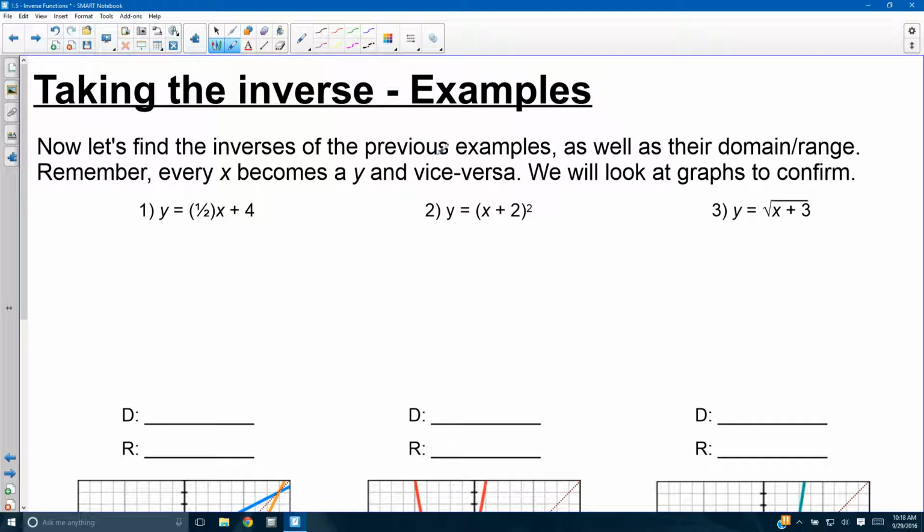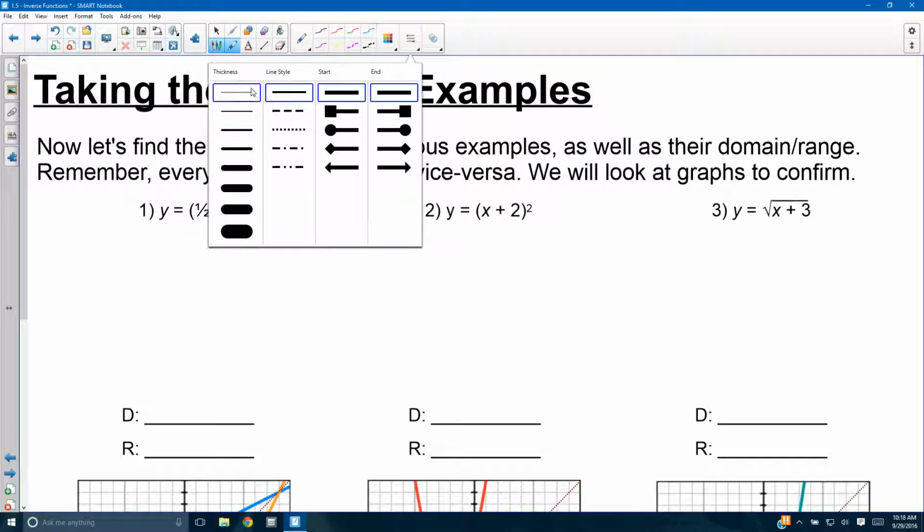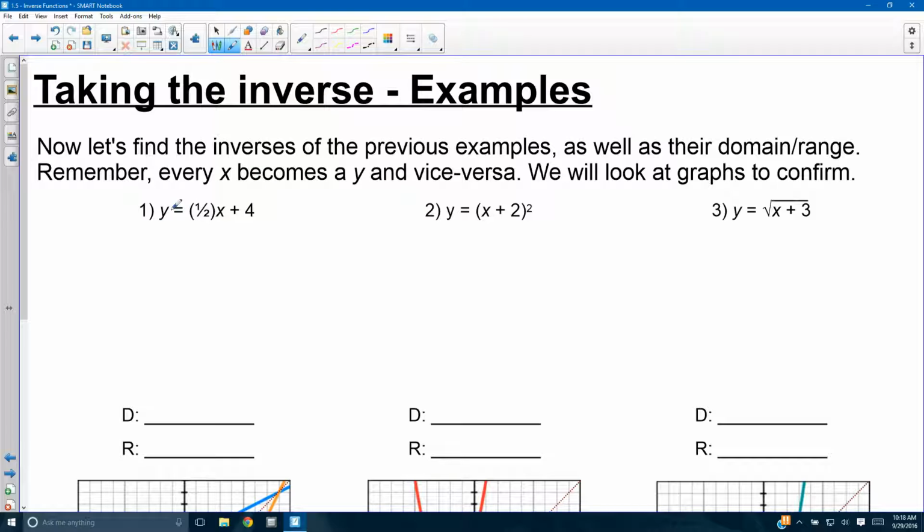Let's find the inverses of those previous examples, as well as their domain and range. Remember, every x value becomes a y value and vice versa. We will look at graphs to confirm. The original equations that I had last time looked like y equals 1/2 x plus 4, y equals quantity x plus 2 squared, and y equals square root of x plus 3. What we will do is find their inverses. When I find the inverses, any x value becomes a y value, and any y value becomes an x value, including in their original equations. What was a y here is now going to become an x. What was an x here is now going to become a y. Boom, I have now created the inverse function.